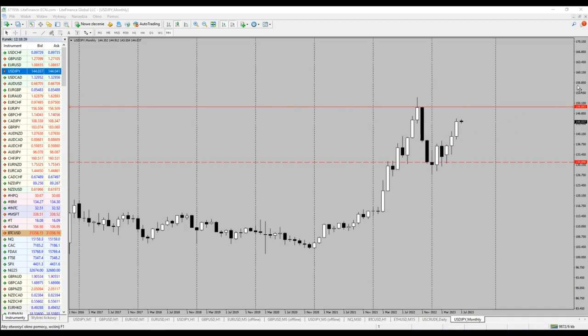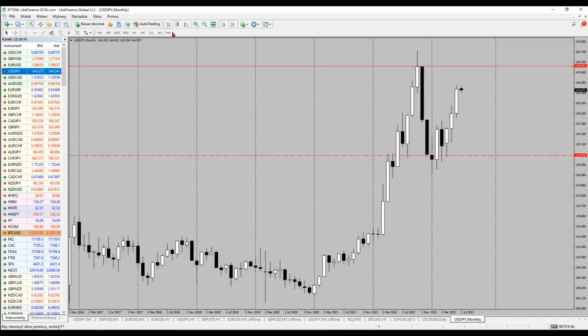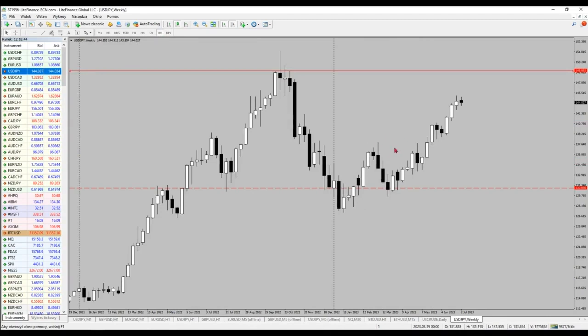In that particular case, let's switch lower and have a look at the weekly chart to get a little bit of a bigger picture. From that perspective, I would say that the very important thing is the broken swing high, or two swing highs. In that case, we are talking about levels close to 140 again. So it looks like monthly and weekly are trying to agree on 140 as a psychological level.